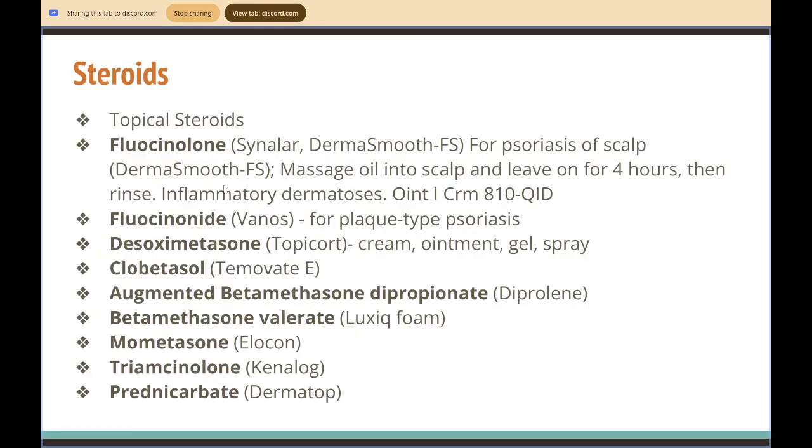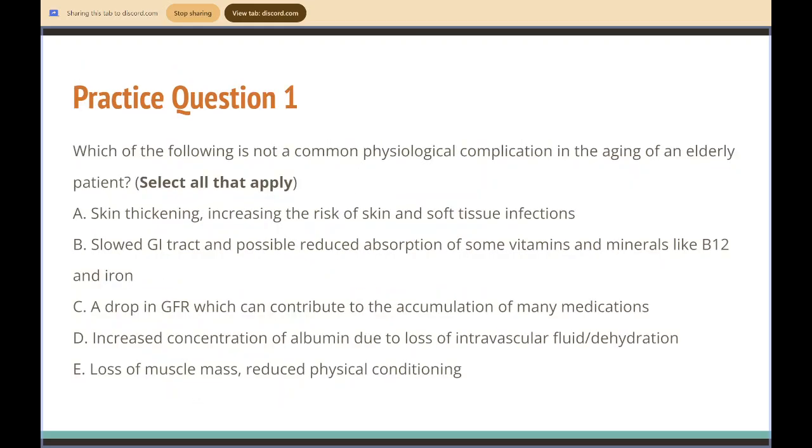Very good. So now we're at the practice questions. I believe I have 6 of them. If you're new, what I do is I'll read the question, and at the end, please put your answers in the chat. If you're not sure, you can put a question mark by it, or you can guess. If you're unfamiliar with the information or the topic, or you're not sure, please make a note to go back and review it. I will go over each question individually. All right. So the first is going to be, which of the following is not a common physiological complication in the aging of an elderly patient?